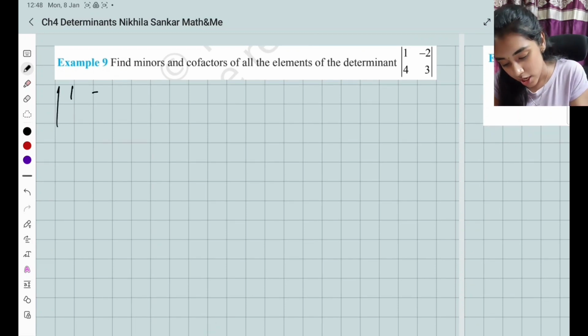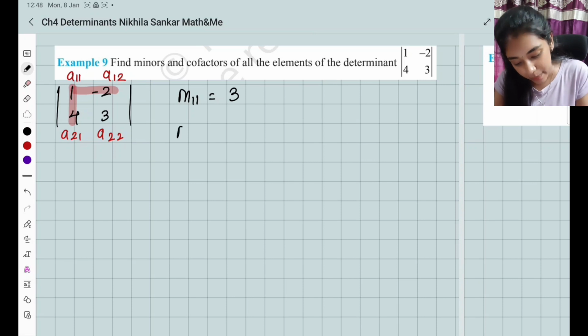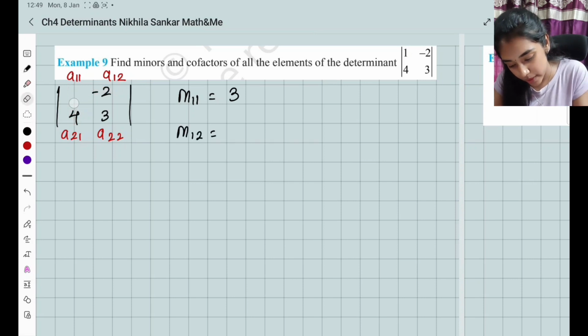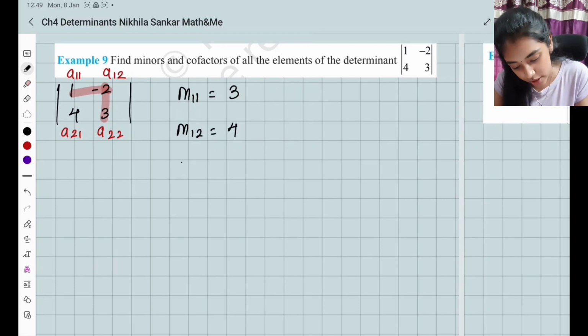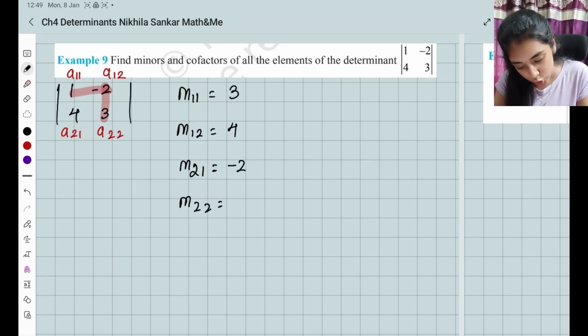So I have the determinant 1 minus 2 4 3. So when I find the determinant of, let me write out A11 A12 A21 A22. So M11 is going to be, I have to hide the first column and the first row. So what am I left with? 3. இப்போ M11 தெரிஞ்சு போச்சு. M12 is going to be, I'm going to hide the second column and the first row. So என்ன இருக்கு போகுது? 4. அதே மாதிரி M21 is going to be, when I hide the first column and the second row, I'll have minus 2. Then M22 is going to be 1.